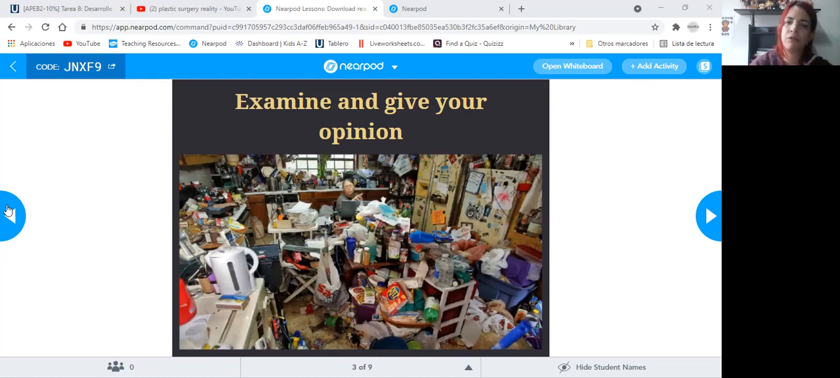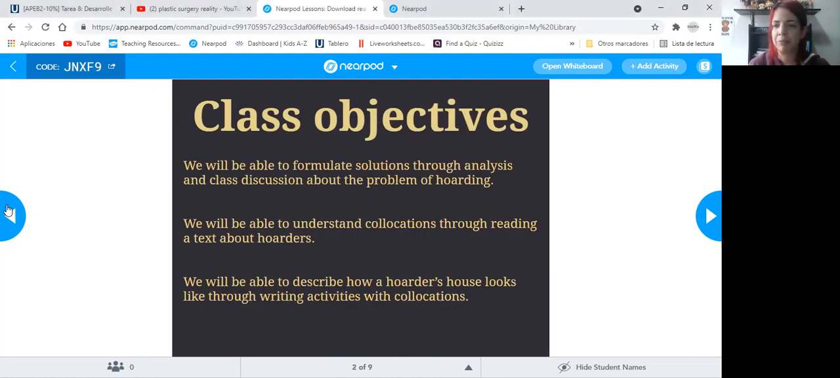But first, of course, let's examine the objectives of the class. Okay, so we will be able, that's you, to formulate solutions through analysis and class discussion about the problem of hoarding. Formulate solutions, remember, to see the positive out of the negative.